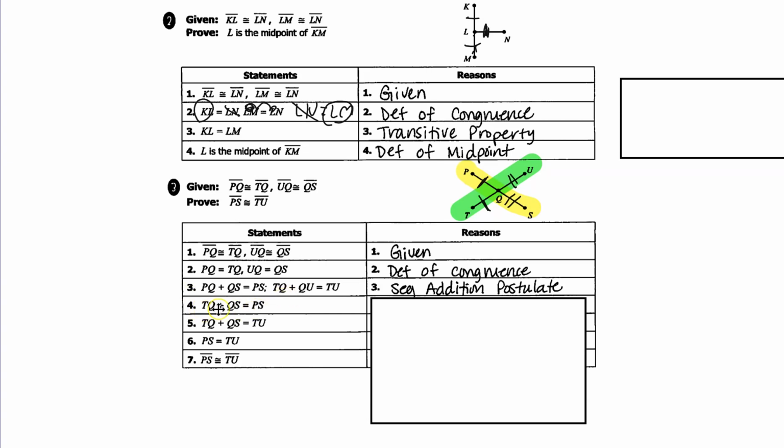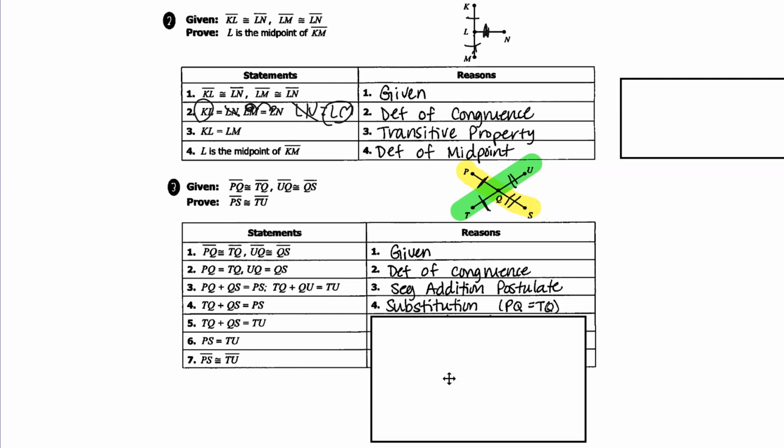Next thing we have is TQ plus QS equals PS. So it's saying TQ here plus QS equals PS. So we look at it in the diagram, it says that TQ plus QS equals PS. When we look at it, we're just substituting PQ for TQ. So let's look at it here. Here's PQ, here's TQ.